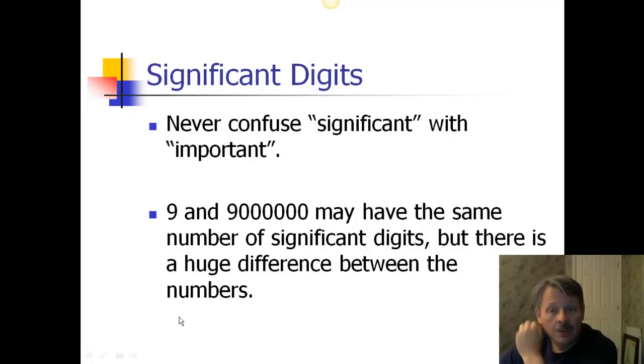All right? So that's what this says here. Never confuse significant with important. 9 and whatever that is, 9 million, may have the same number of significant digits or sig figs, but there's a huge difference between the two numbers.